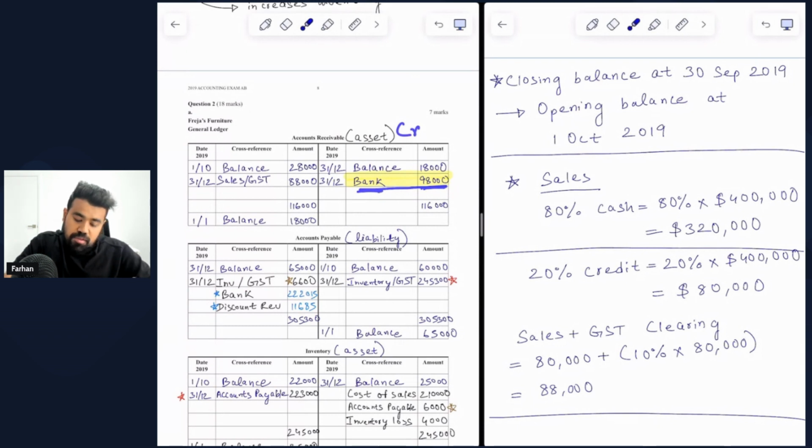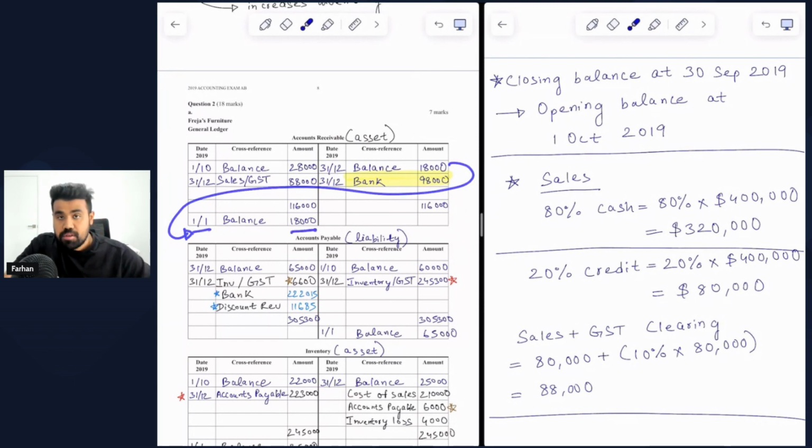So bank at 31st of December of 98,000 on the credit side within the accounts receivable ledger account simply refers to cash that we have collected or received from our credit customers for past sales that we have made. Once you have finalized everything, do not forget to also carry forward the closing balance at 31st of December as the opening balance on 1st of January of $80,000, because you will lose marks if you do not do that. So make sure to always include it for any asset, liability, or equity account.